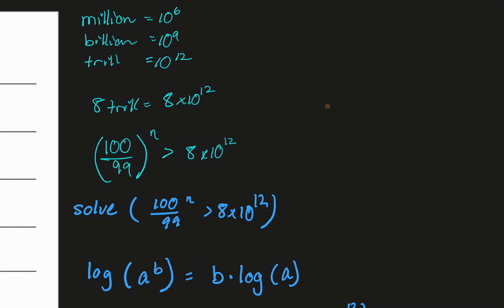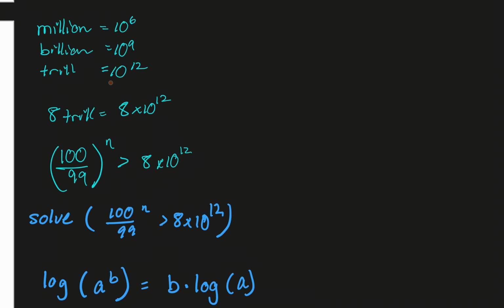Million would be 10 to the 6, billion would be 10 to the 9, and a trillion is 10 to the 12. So 8 trillion is 8 times 10 to the 12. So they want us to figure out what exponent we can raise 100 over 99 to, and that's going to give us a value greater than 8 trillion.